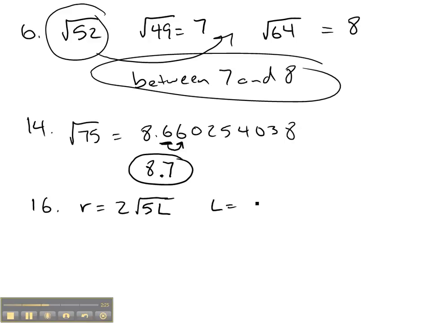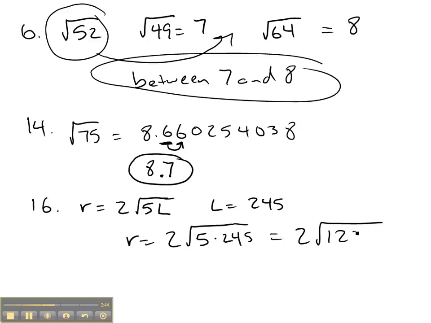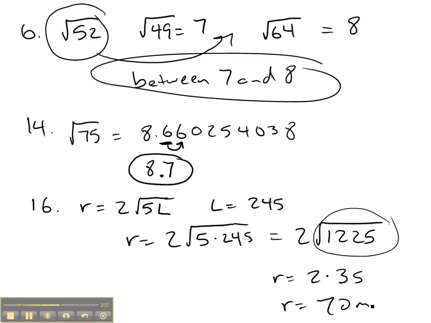So L equals 245. So R equals 2 times the square root of 5 times 245. And 5 times 245 is 1,225. So 2 times the square root of 1225. If you use your calculator for this square root, you'll get 35. So the speed of the car in miles per hour would be 2 times 35, or 70 miles per hour.